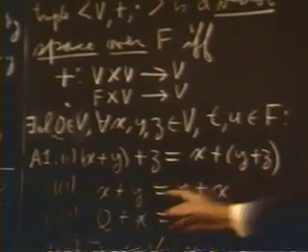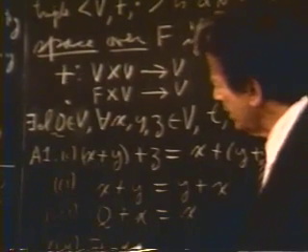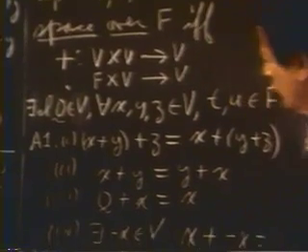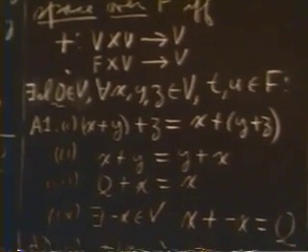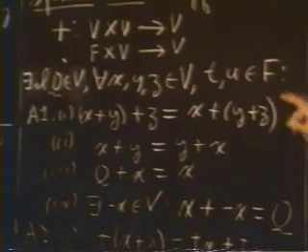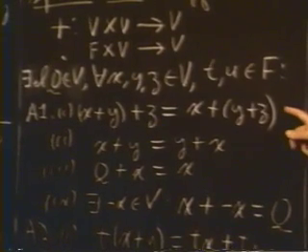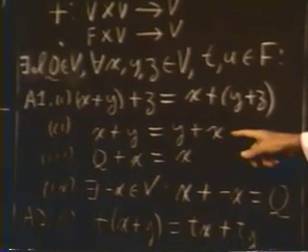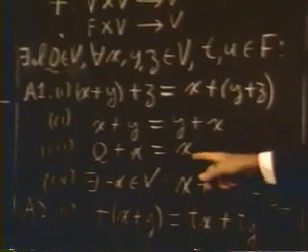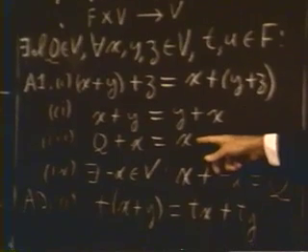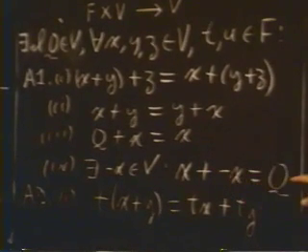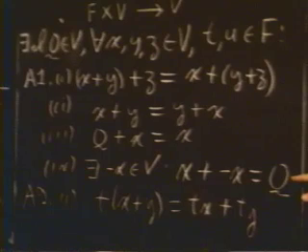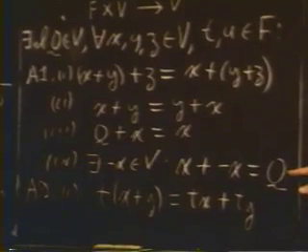And in axiom 1, we have the familiar properties that make the vector space a commutative group under addition. Namely, the operation of addition is associative, that's property 1. Secondly, it's commutative. Thirdly, that we have an identity element, the 0 element. And fourth, that we have an inverse element for every x in V. An inverse, that is, with respect to addition.